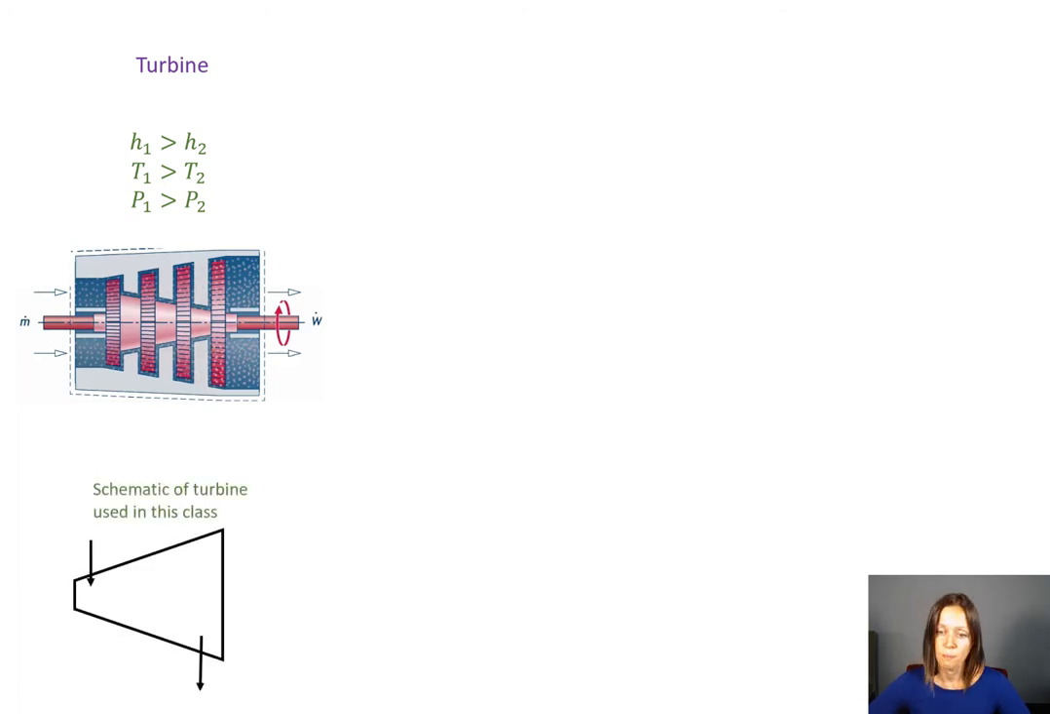So your enthalpy decreases, your temperature decreases because you're transferring energy out of the system in the form of work. So your enthalpy and your temperature are going to decrease as that happens, and the pressure also decreases during that expansion process. In this class, this is the way that I draw a turbine. I've got things coming in at the skinny end and things leaving at the fat end. So I draw it rather simply in the class.